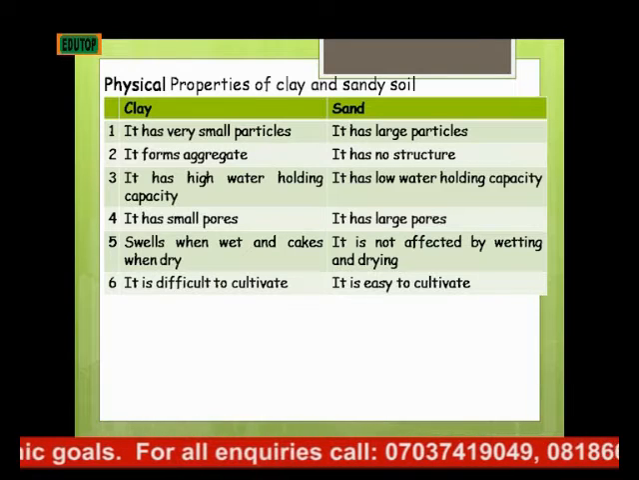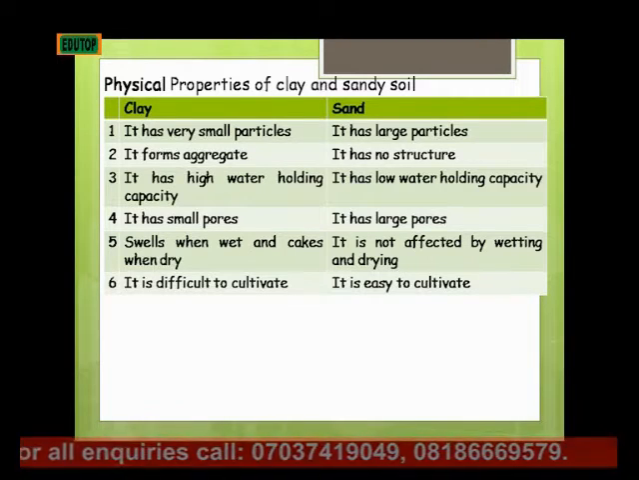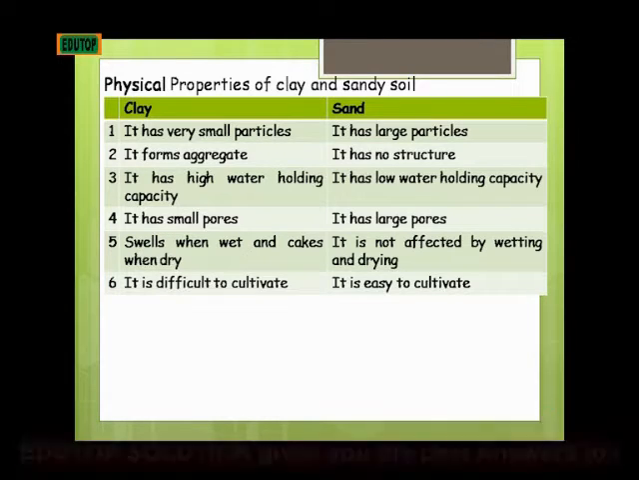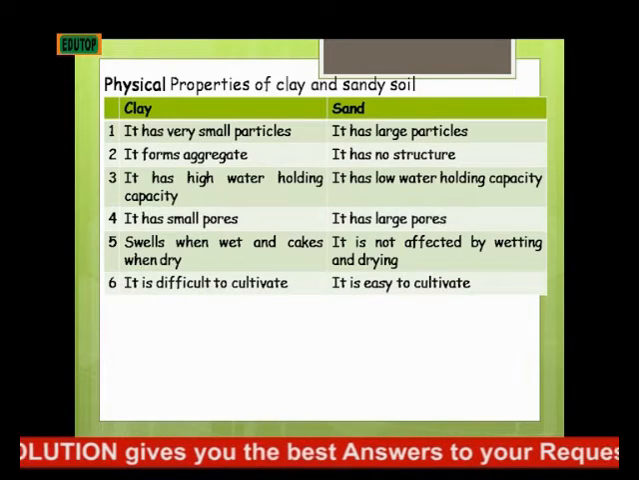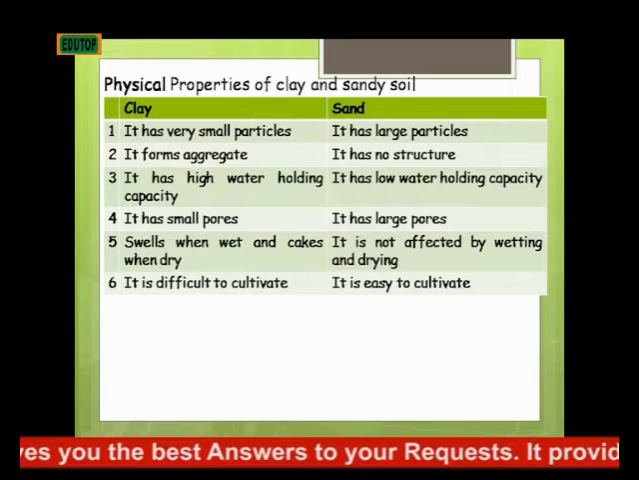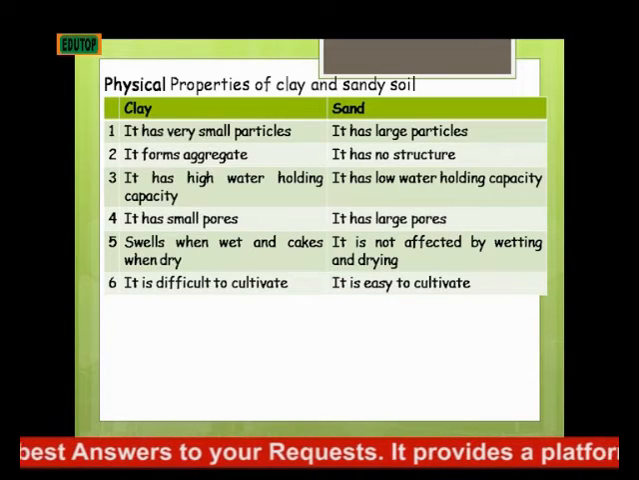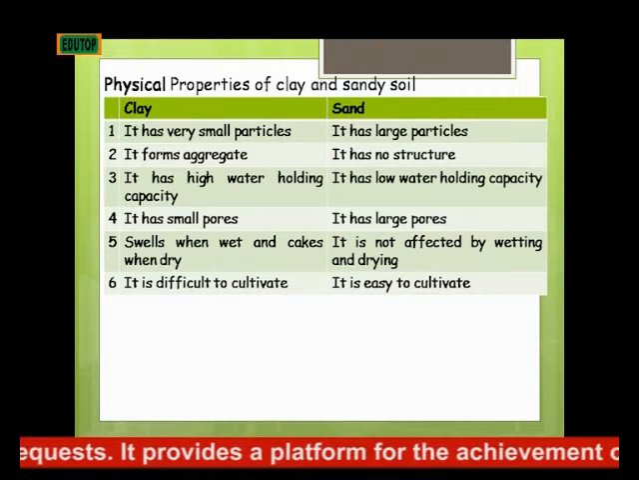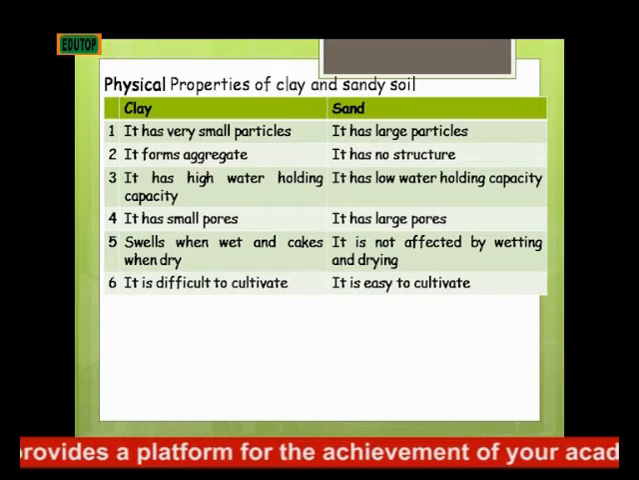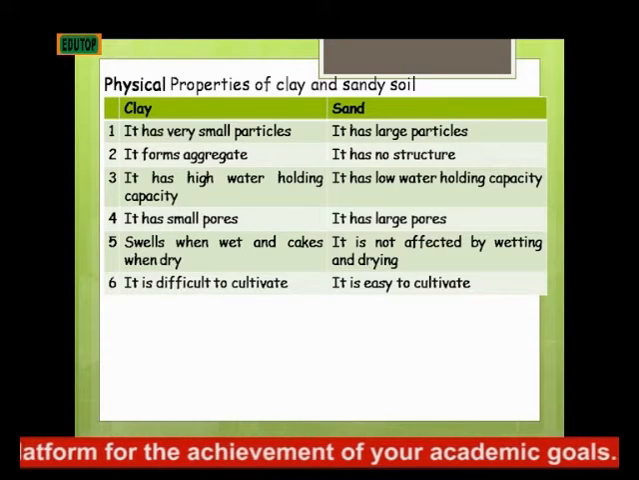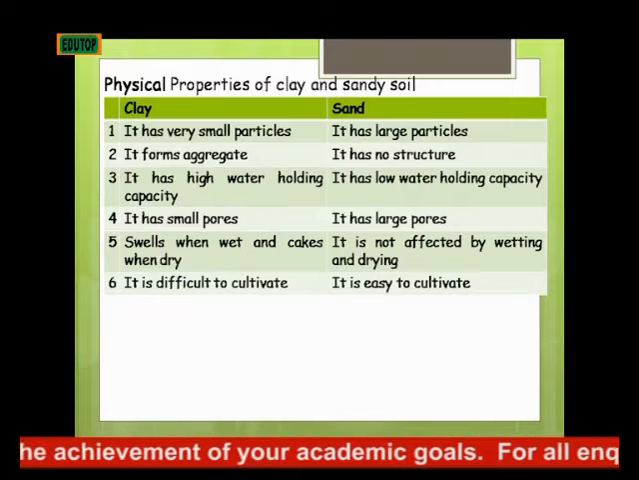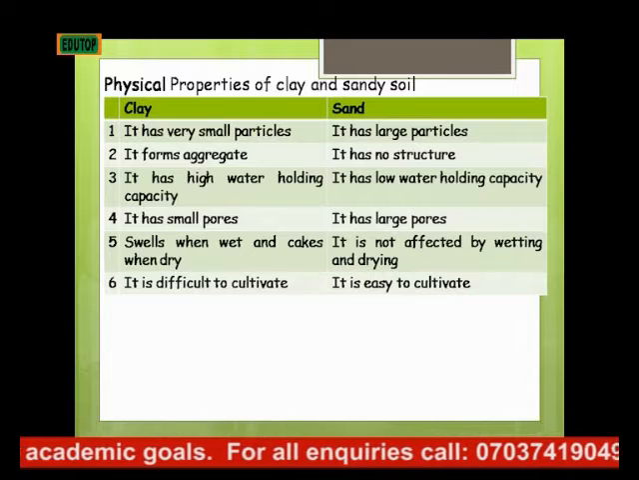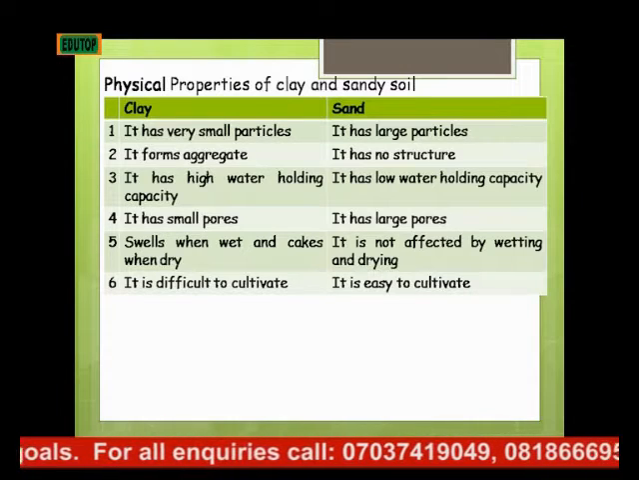And since the particles of clay are small, the pore space, that is the interparticle space, will be relatively small, unlike sand, which has large particle size. Due to that large particle size, and we know that the particles do not have regular shape, the pore space will be large, unlike the small pores, that is the pore spaces that we have in clay.